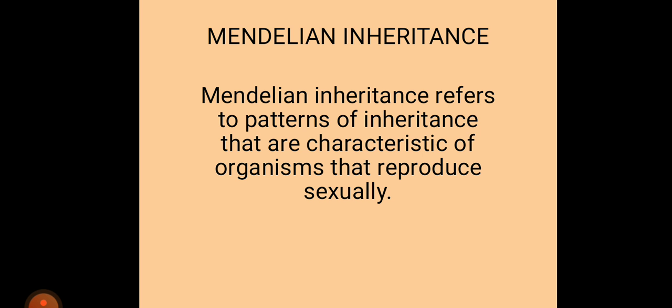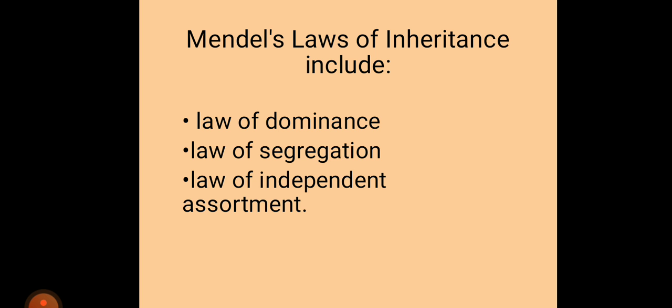Mendelian inheritance refers to an inheritance pattern that follows the law of segregation and independent assortment, in which a gene inherited from either parent segregates into gametes at an equal frequency. Mendel's laws of inheritance include the law of dominance, the law of segregation, and the law of independent assortment.